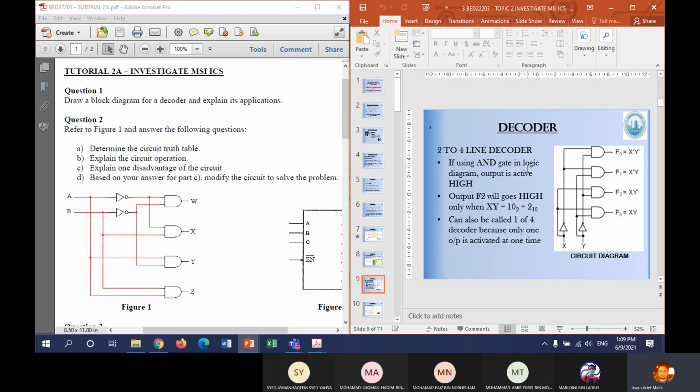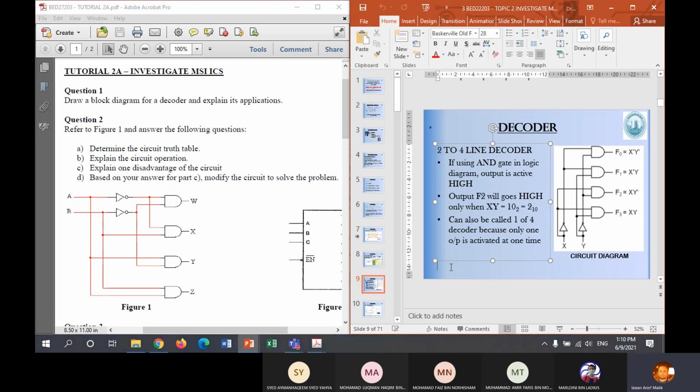Okay, if using AND gate, okay. Terang macam ni, output W akan jadi high bila input dia 0, 0. Output X akan jadi high bila input dia 0, 1 and so on. Setiap satu output tu dia kena discuss lah. Explain one disadvantage of this circuit. Okay, so basically dia berkenaan dengan tak ada enable.